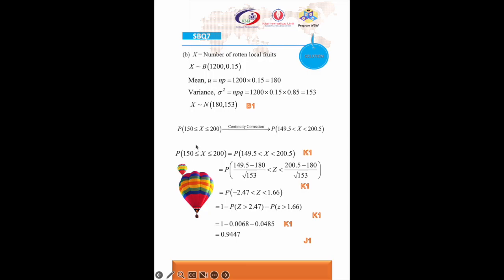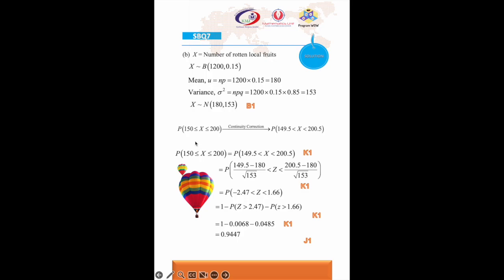When it includes, you have to take a value that doesn't include the number. So 150 becomes 149.5, so this one is also included. You need to take the number that is not included within the interval that you have. So you're going to take 200.5. Let's see if I change this to 150 less than, there's no equal.